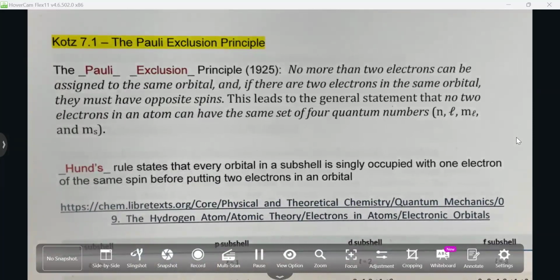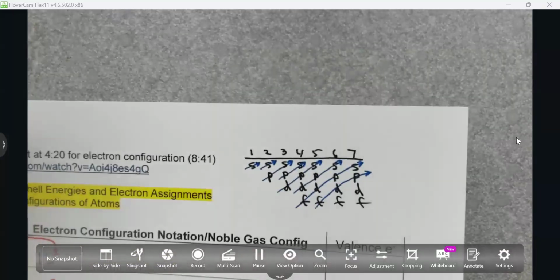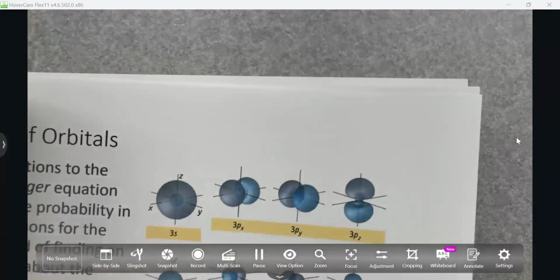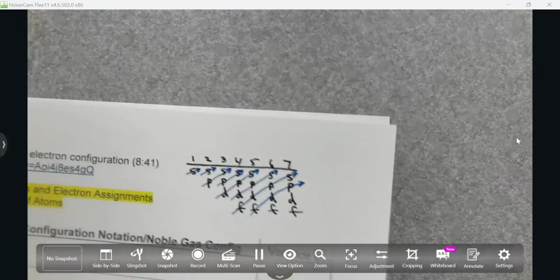Okay, so we've done quantum numbers. Let's go back and we still have to do valence electrons. So I think that's where we're at. Yes.